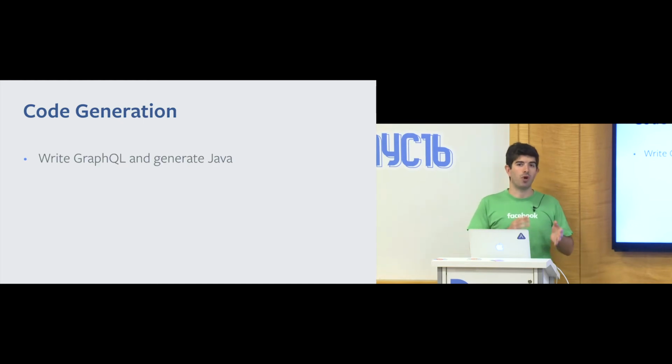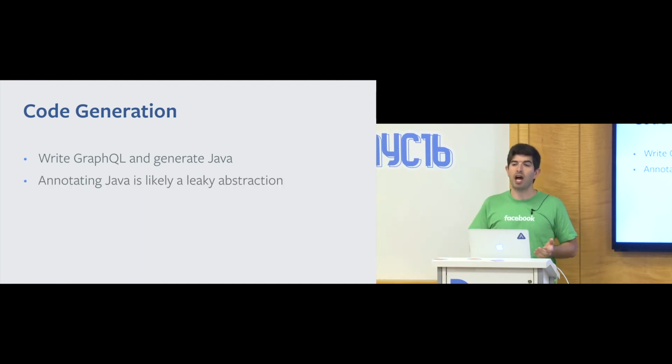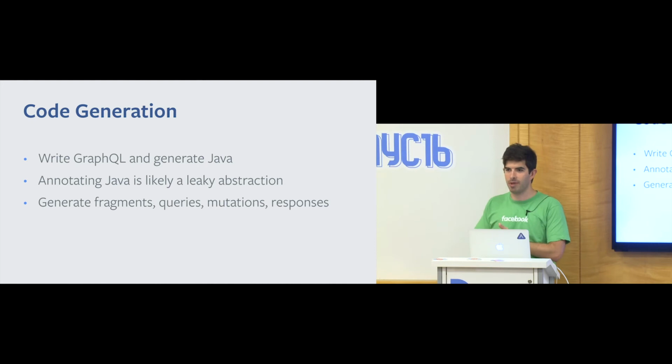We believe that you should write GraphQL and generate Java. This is very different than the way most Android systems eliminate boilerplate. There's lots of great libraries. There are annotation processors that go from Java models to more Java code. But GraphQL is a language specifically designed for its purpose. So trying to write Java and annotating it to go back into GraphQL is probably a leaky abstraction. So we think that just writing out the queries and then parsing them and generating fragments, queries, mutations, responses, all those things from that is a winning strategy, not the other way.